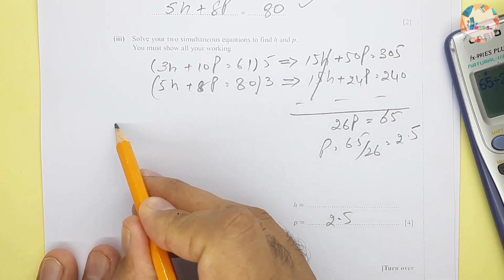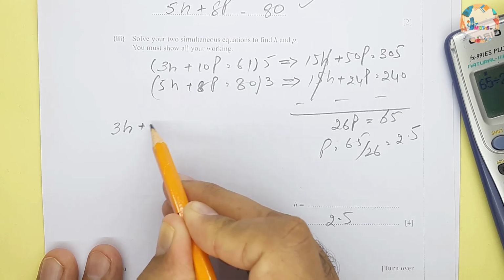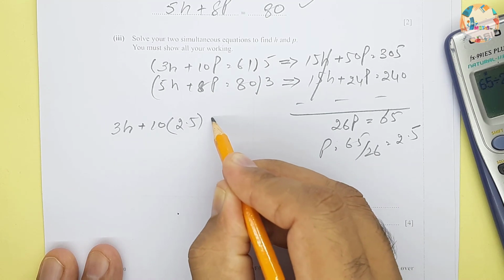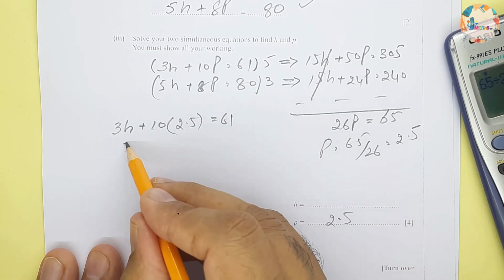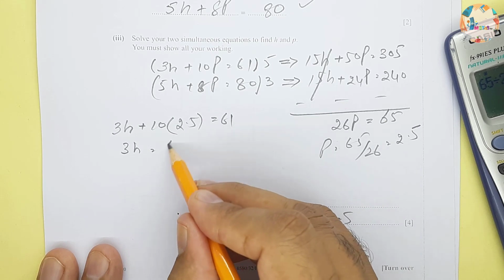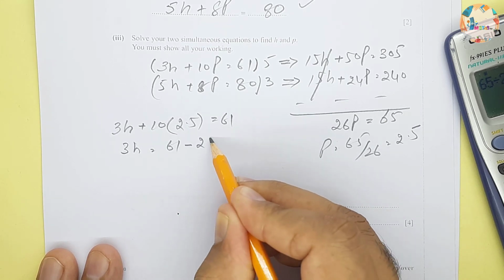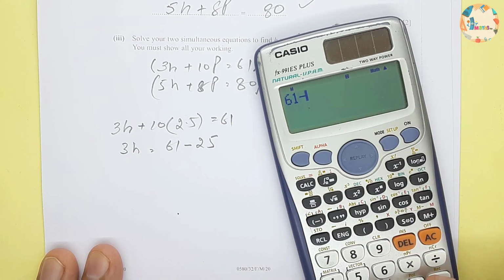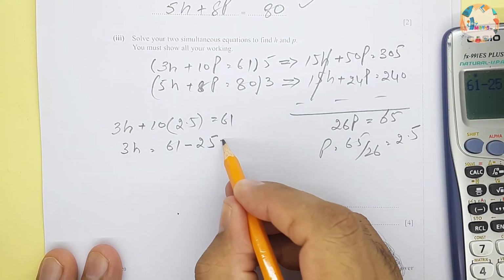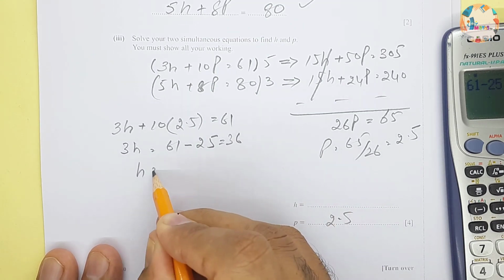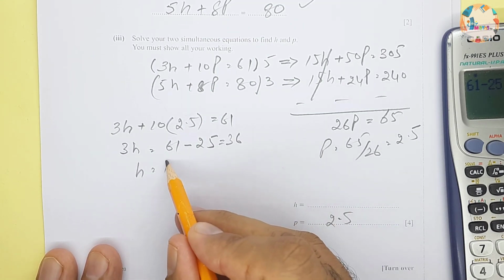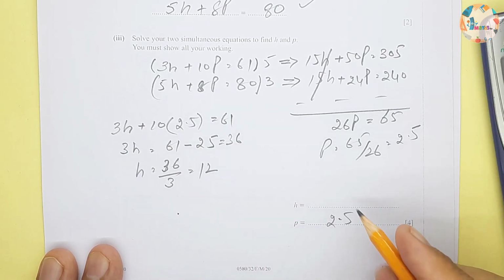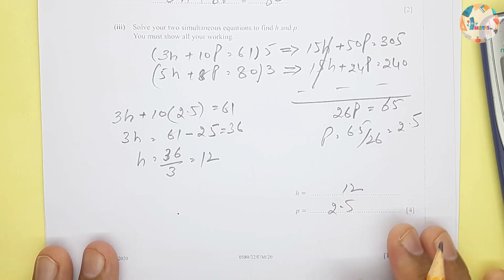Now p is 2.5, so we can write the answer for p as 2.5, and the h value we can find by putting it in any of the original equations. So in the first equation I am replacing the value: 3h plus 10 times 2.5 is equal to 61. So 3h will be equal to 61 minus 25, and 61 minus 25 is equal to 36. So h will be equal to 36 divided by 3, and this will be equal to 12. So the h value will be 12.